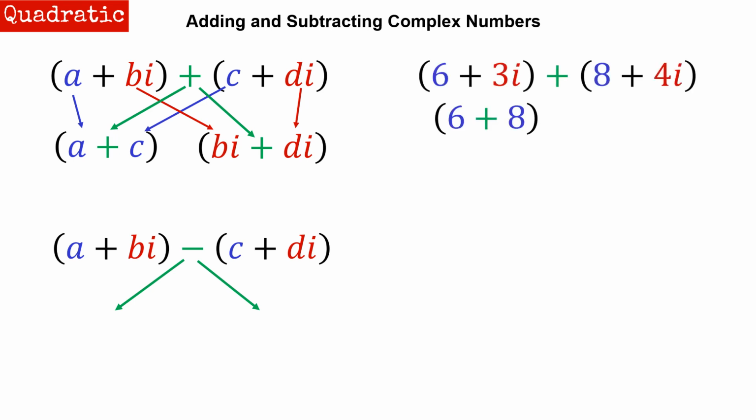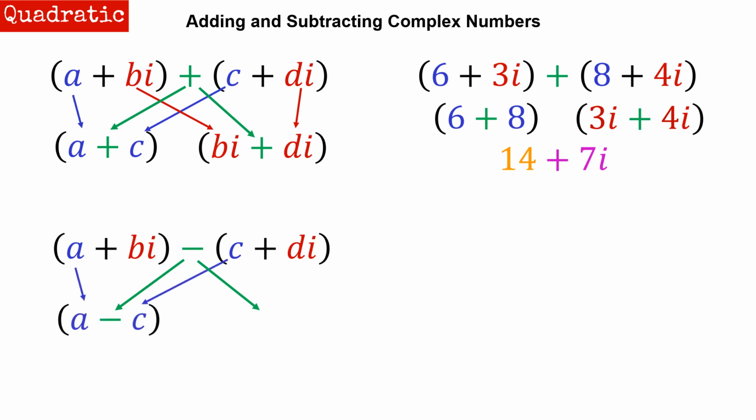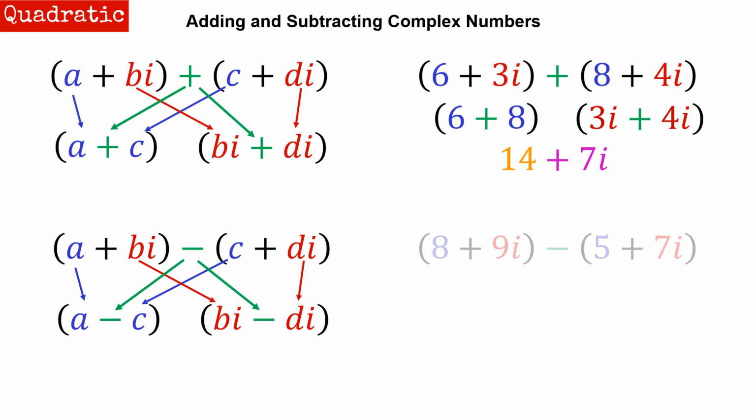The first thing we're going to do is add the real numbers together, 6 plus 8, and then we add the imaginary numbers together, 3i plus 4i. The answer then will be 14 plus 7i. It works the same way for subtraction. We're going to put the real numbers together, but this time we're going to subtract. And then we're going to put the imaginary numbers together and subtract those. Let's look at an example.